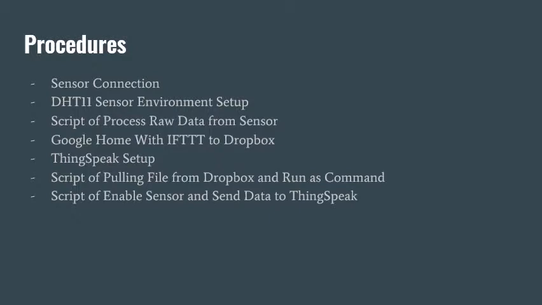Then I start a new channel on ThingSpeak. There are 3 fields in the channel that will be used to organize my data: temperature in Celsius, temperature in Fahrenheit, and humidity percent. The API access code of this channel is needed for the communication between Raspberry Pi and ThingSpeak. On the Raspberry Pi end, a script was used to keep pulling the latest file from Dropbox and run its content as a command, which is to run another script to turn on the sensor to collect the data and push the data to the ThingSpeak platform.